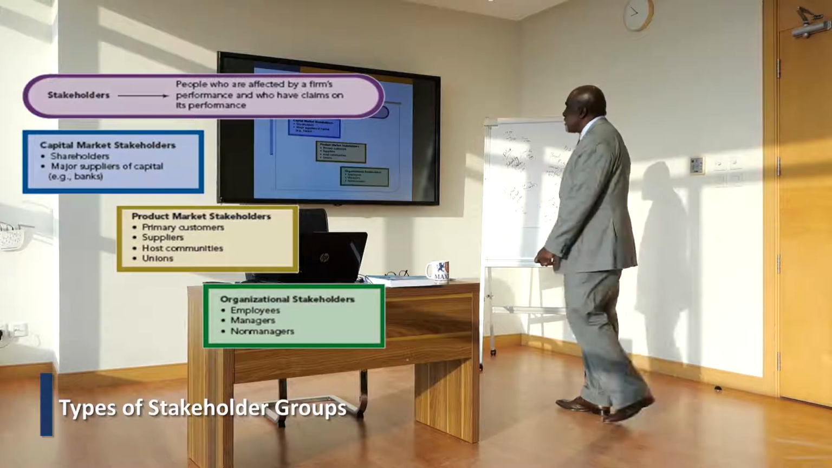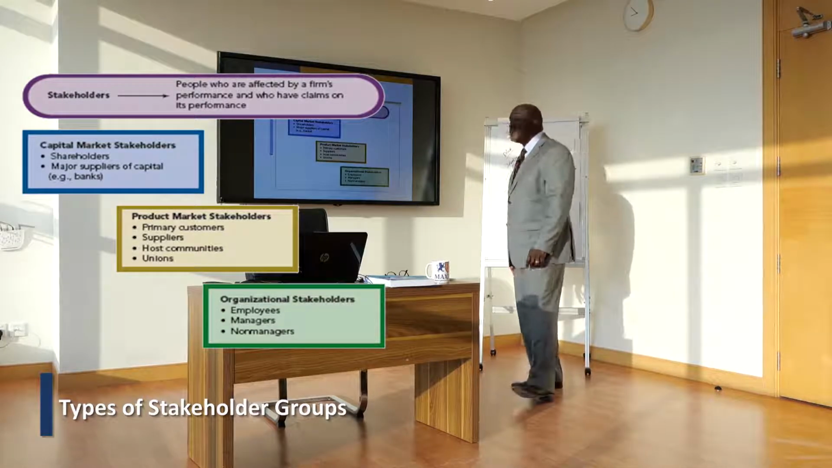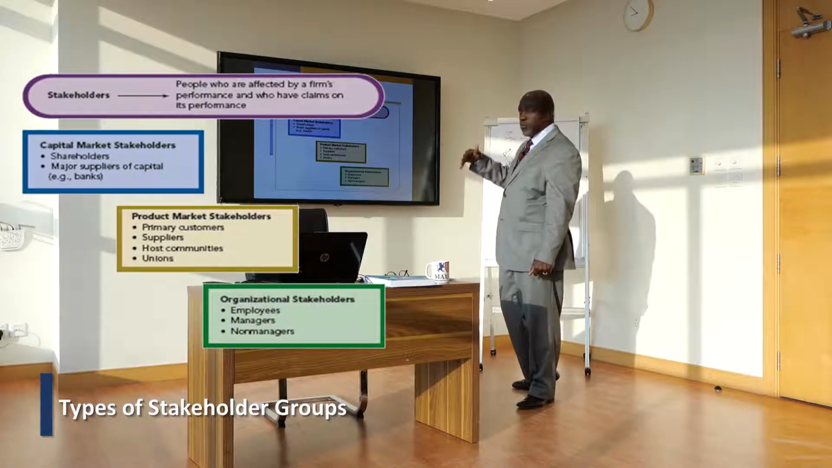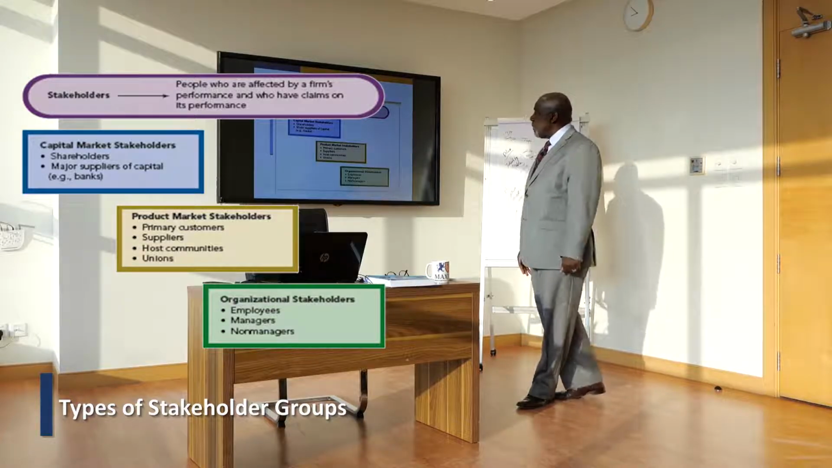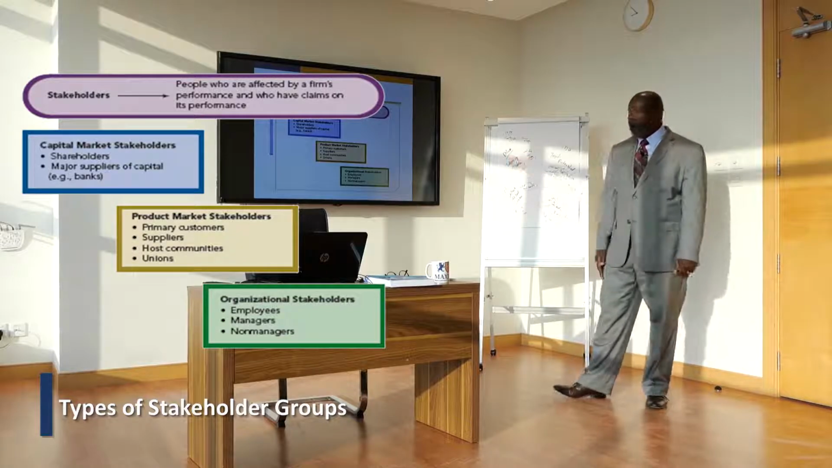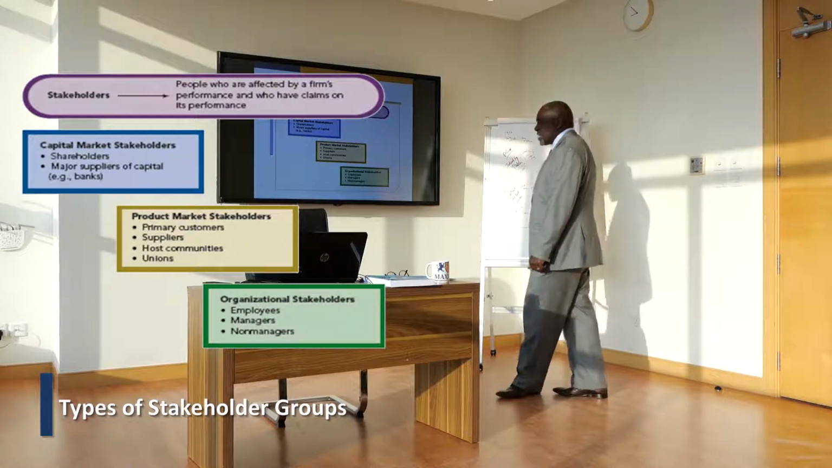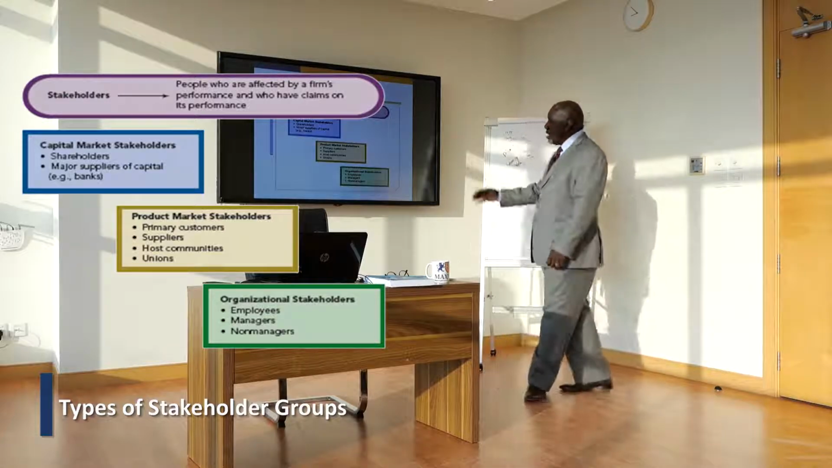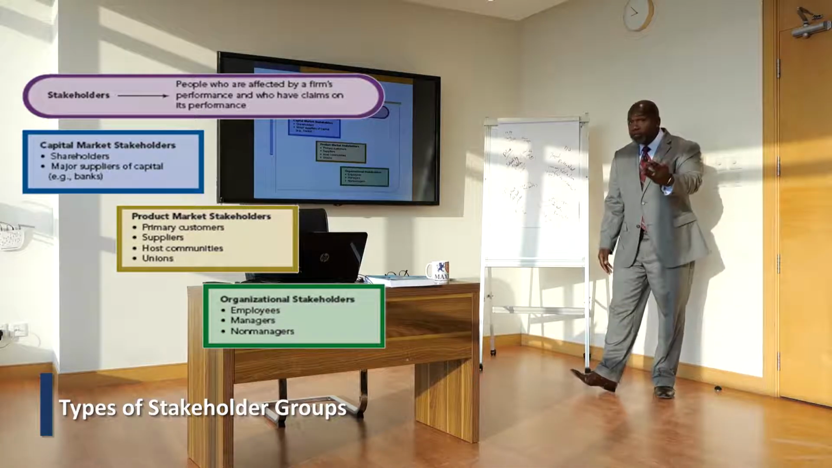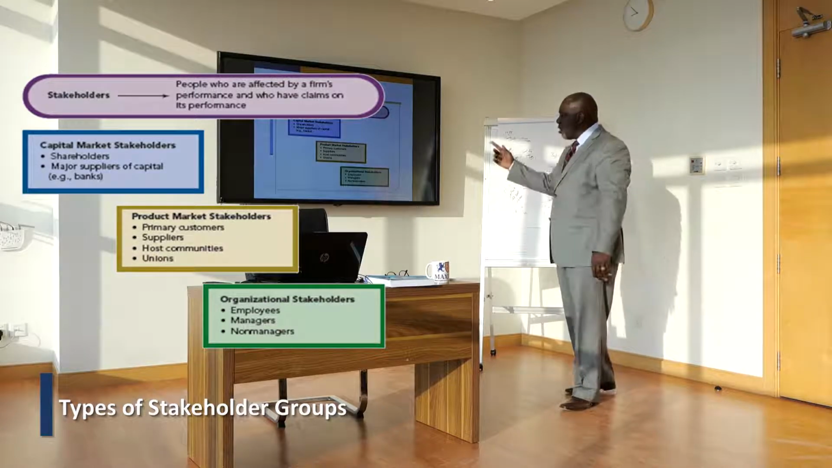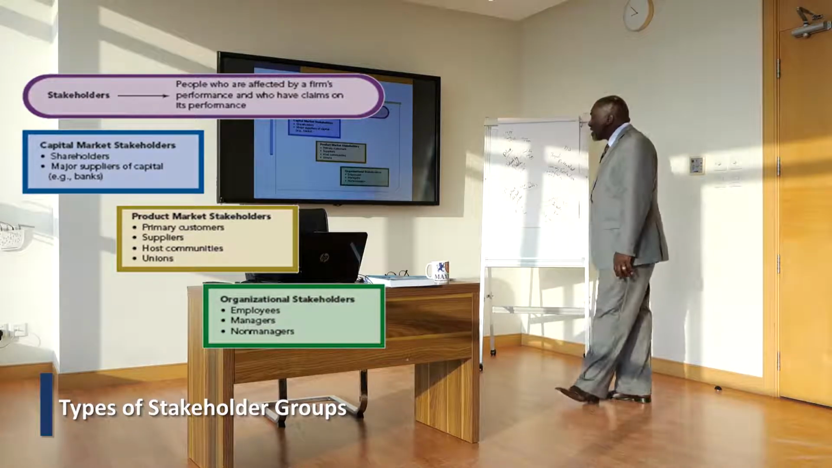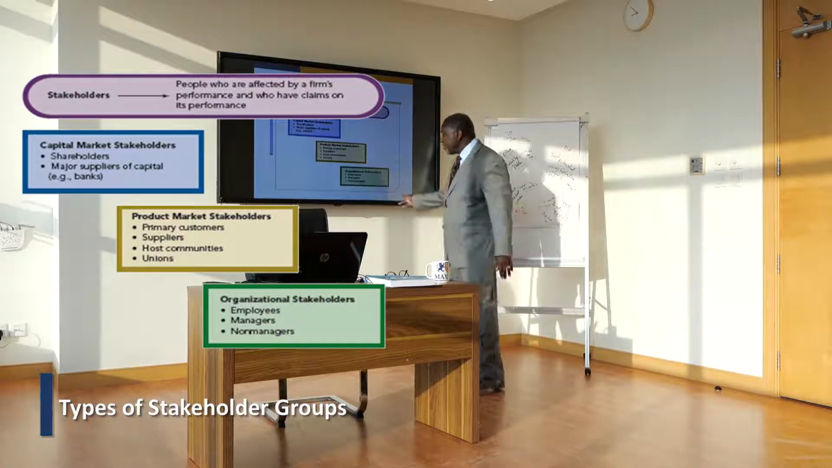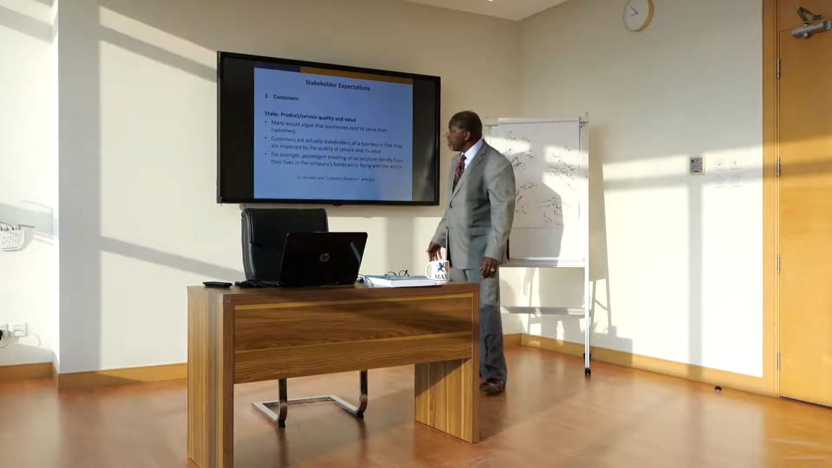Types of stakeholder groups. Stakeholders are people who are affected by the firm's performance and who have claims on its performance. Capital market stakeholders, of course, are shareholders and major suppliers. Product market stakeholders are primary customers, suppliers, and host communities. Unions. I don't know if you have unions here, but unions are also a stakeholder. Organizational stakeholders, as we mentioned, are employees, managers, and non-managers, right? If you work in the organization.